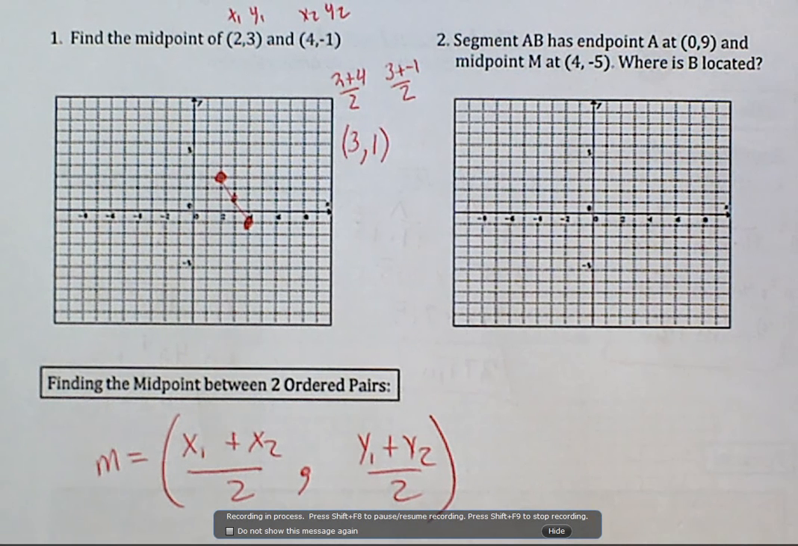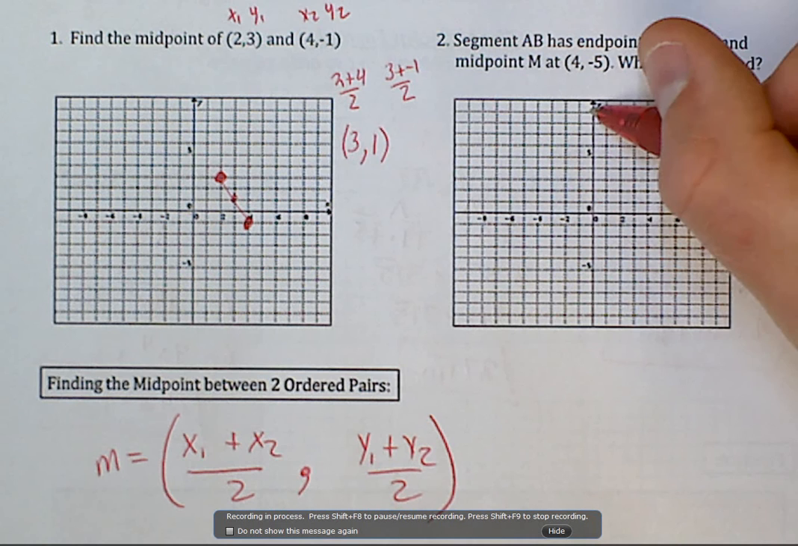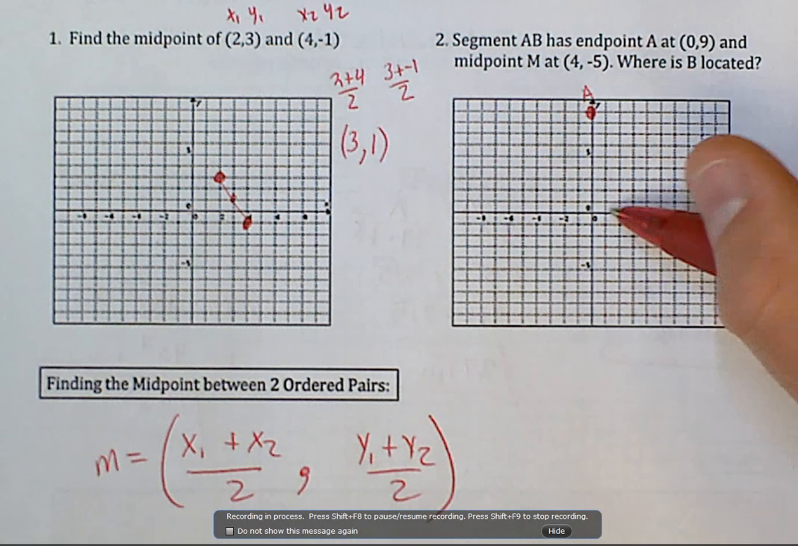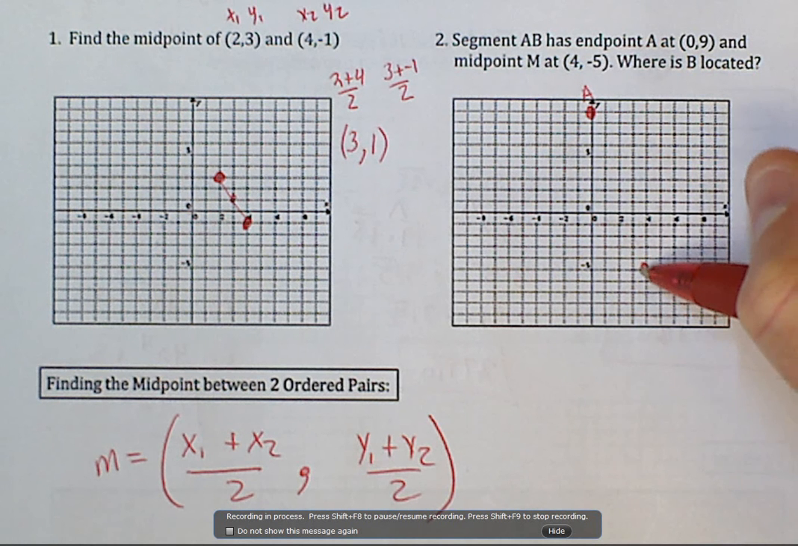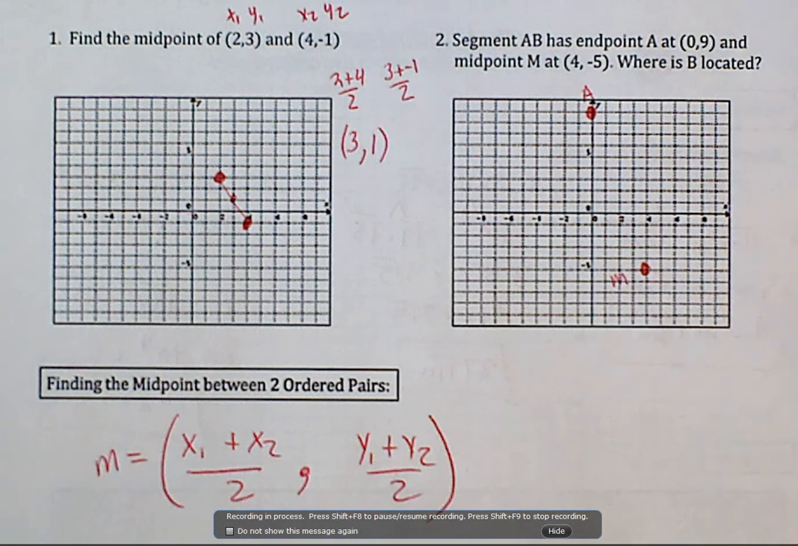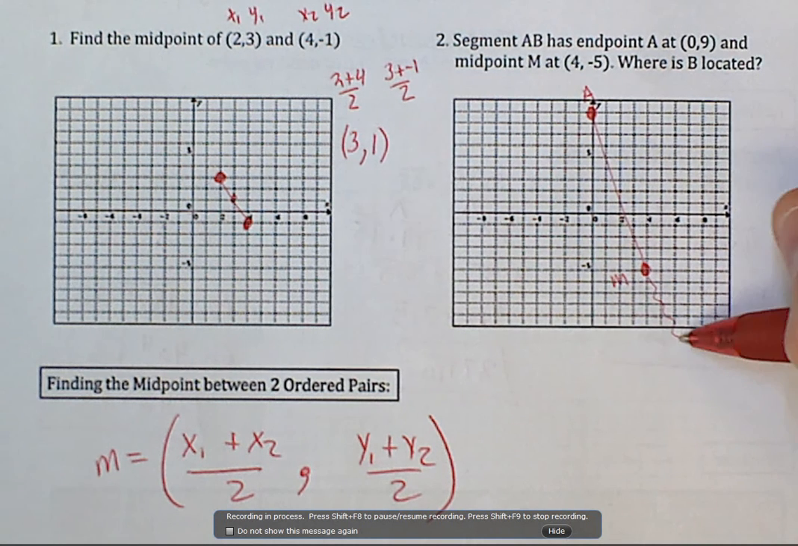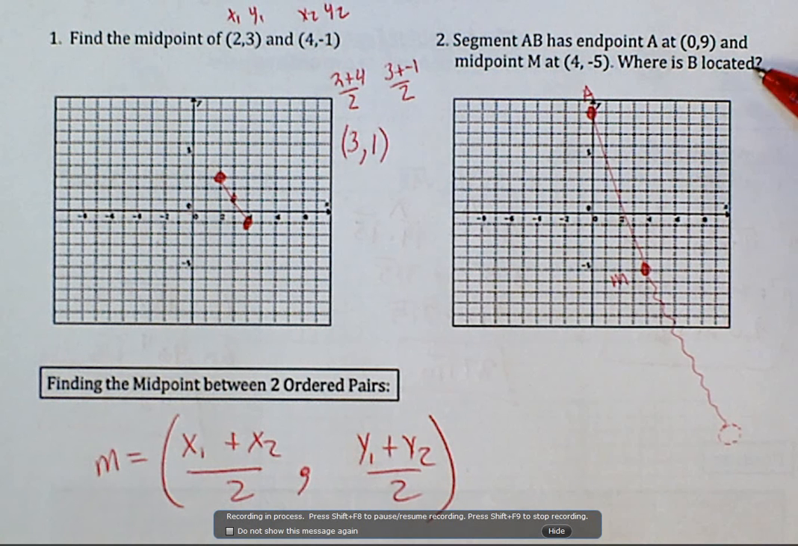It says segment AB has an endpoint at 0, 9. So let's go up to 0, 9. There's 5, 6, 7, 8, 9. Okay, so there's point A. And they're telling you the midpoint is 4, negative 5. 1, 2, 3, 4, 5. Now, to give you a visual, here's A. There's the midpoint M. So you know somewhere down in here is the point that we want. They're asking you, where is B located?